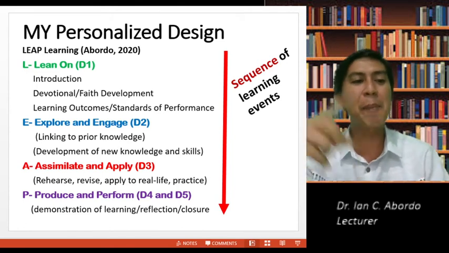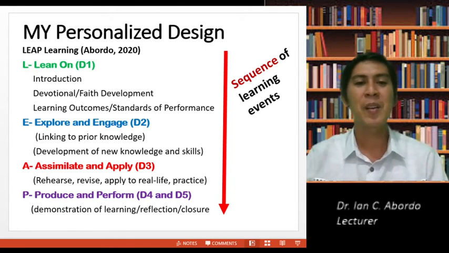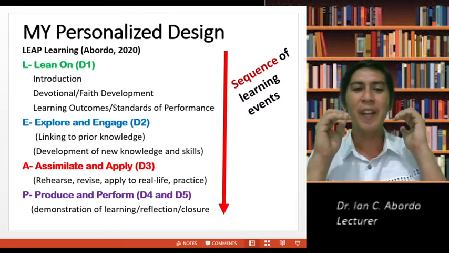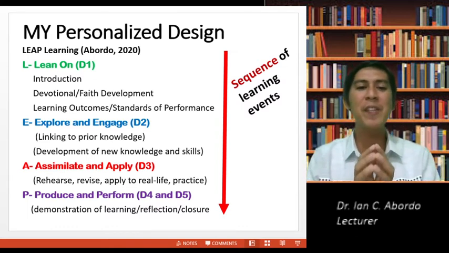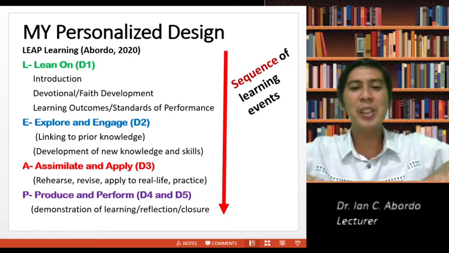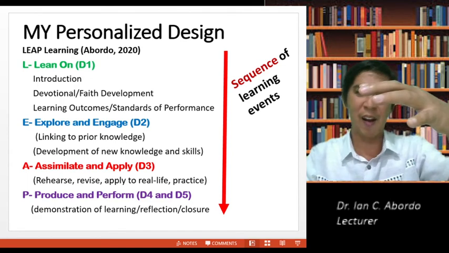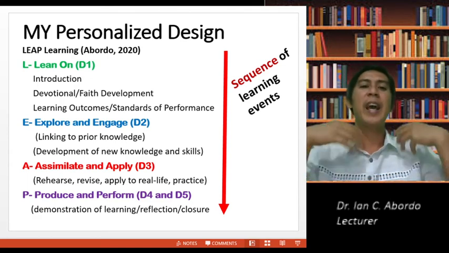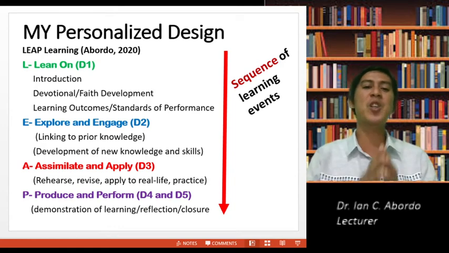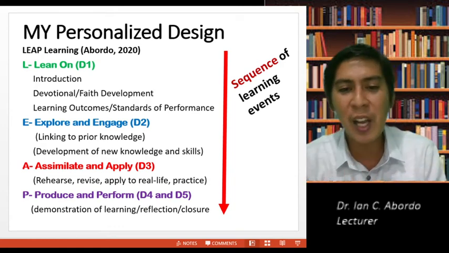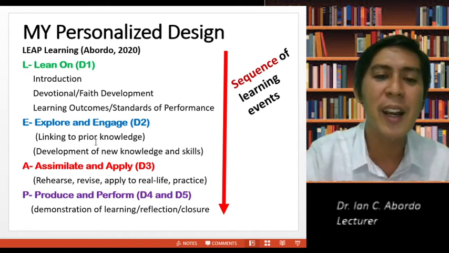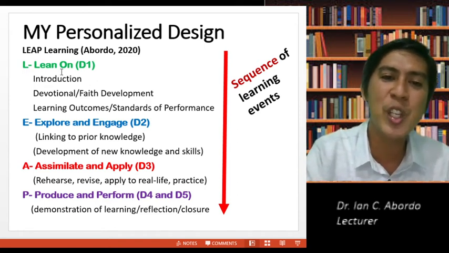This is one design. Leap, for example. Lean on, dimension one. There's introduction: devotion and faith development, stating where it is going, learning outcomes and standards of performance. The introduction and anticipatory set. Then explore and engage, linking to prior knowledge, development of new skills. So you put activities inside here.